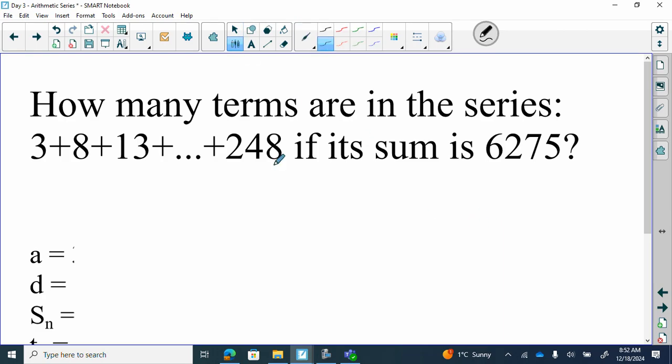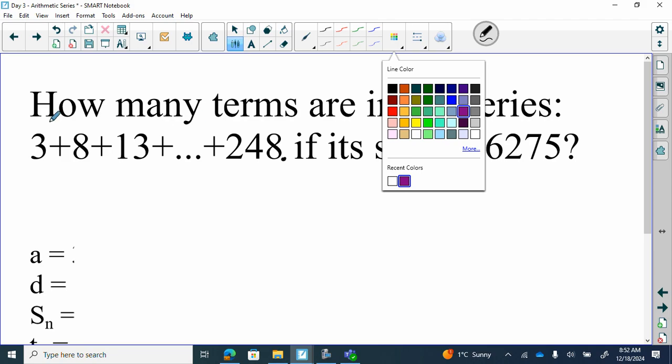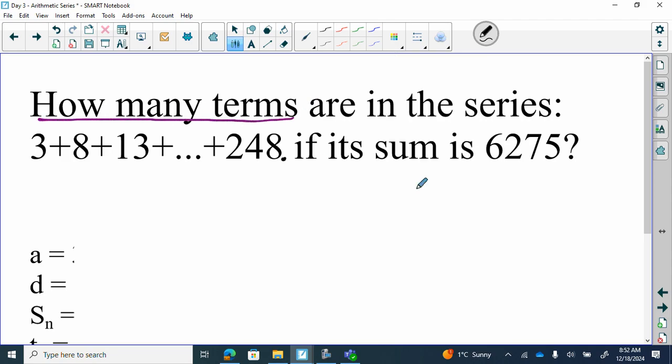So Teniola, once again, this is a finite series. 3 plus 8 plus 13 plus all the way up to 248, and then they're stopping there. They want to know how many terms, what is n, and they give us this information. They give us the series itself, and they tell us what the sum is. They want to know how many terms. What are they actually asking me to find? What variable am I solving for? N. How many terms? Find n.